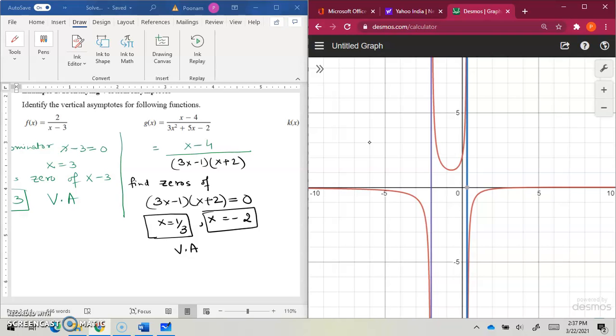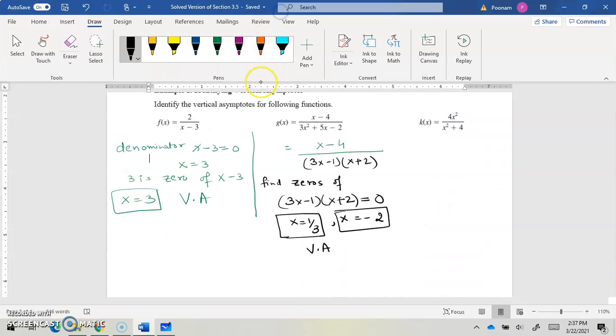Similarly, as x is approaching 1/3 from the left, the graph is approaching infinity. So the blue line is a vertical asymptote visually also, right? And similarly, this purple line is x equals negative 2. This is also looking like a vertical asymptote visually, but we found it algebraically.